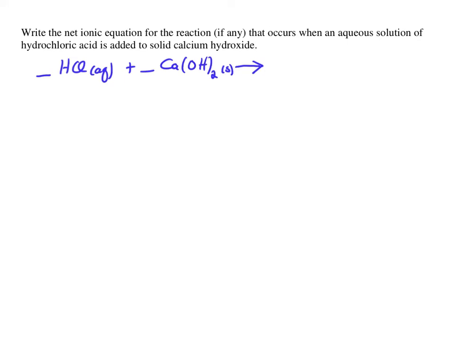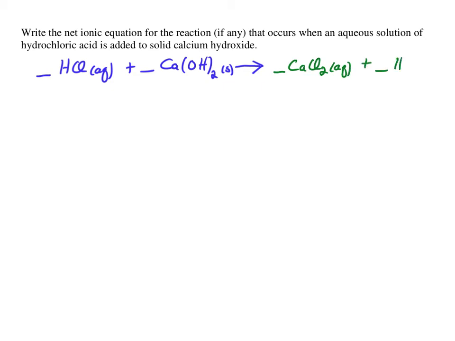This is an acid-base reaction. HCl is a strong acid. Calcium hydroxide, while not soluble, is a strong base. Our products are going to be a salt plus water. In this case, our salt is going to be calcium chloride. It's soluble, so it's going to be present as an aqueous solution.